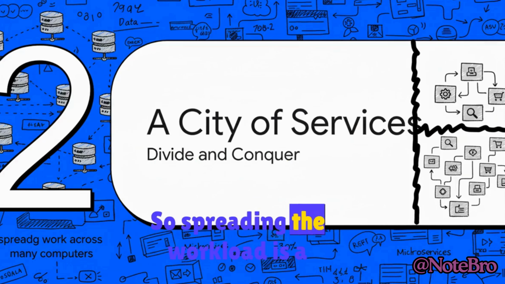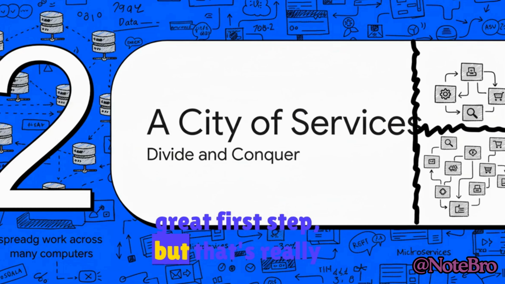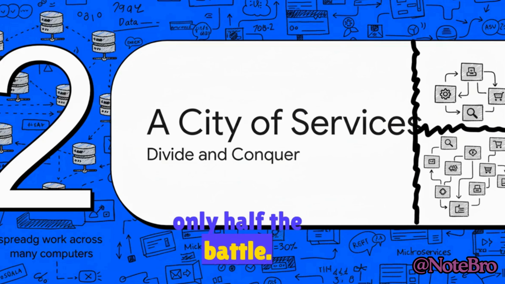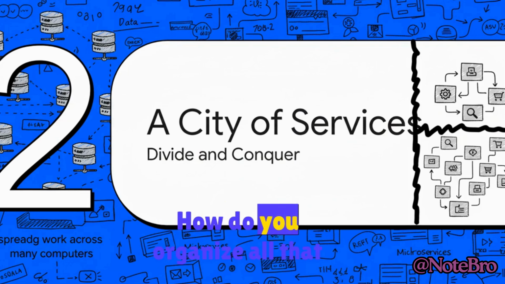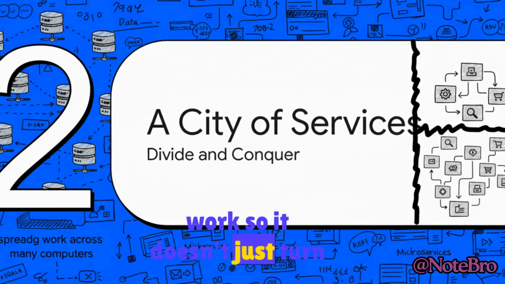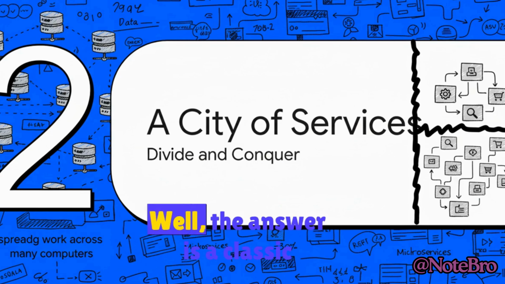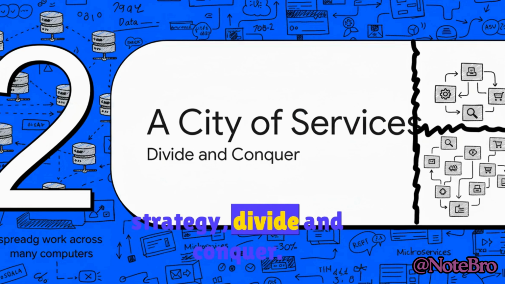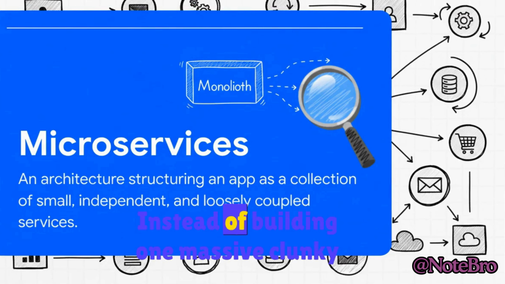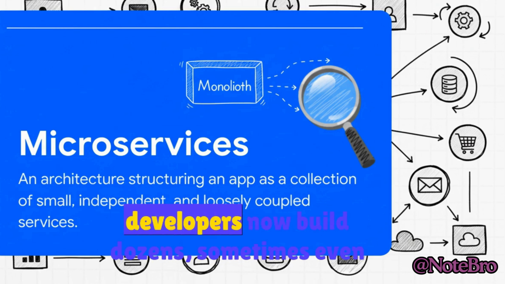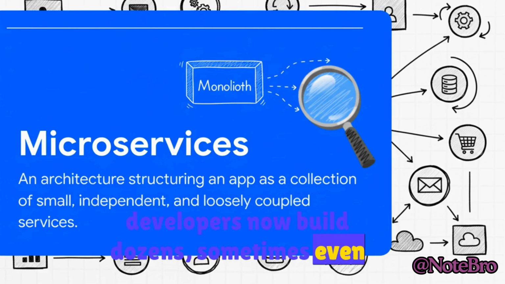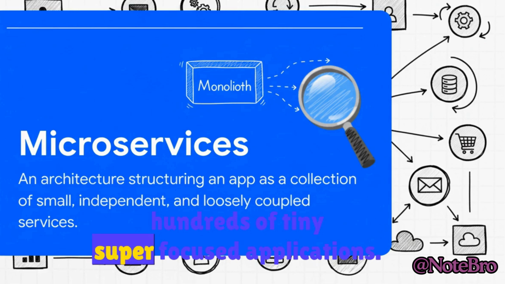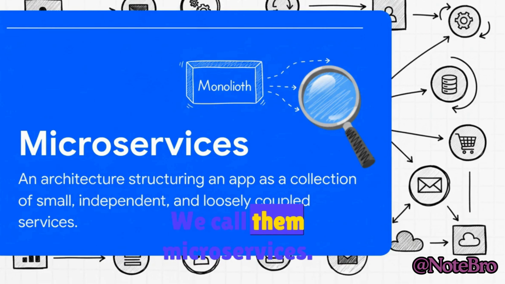Okay, so spreading the work out is a great first step, but that's really only half the battle. Now you've got a new problem. How do you organize all that work so it doesn't just turn into absolute chaos? Well, the answer is a classic strategy: divide and conquer. Instead of building one massive, clunky program, what engineers call a monolith, developers now build dozens, sometimes even hundreds, of tiny, super-focused applications. We call them microservices.